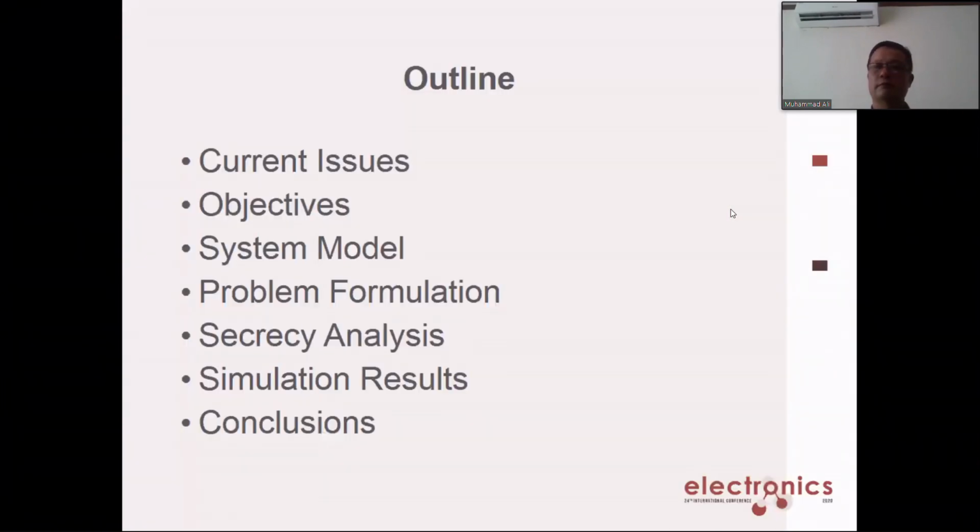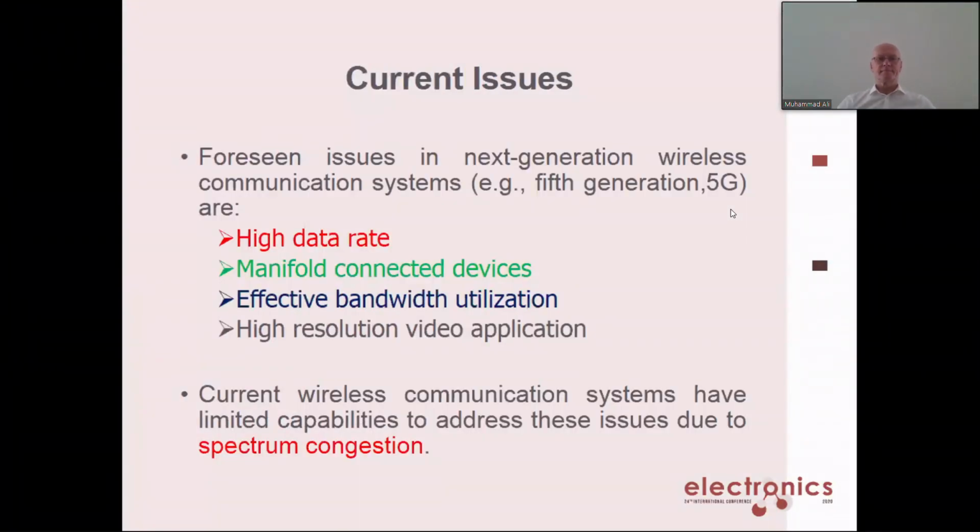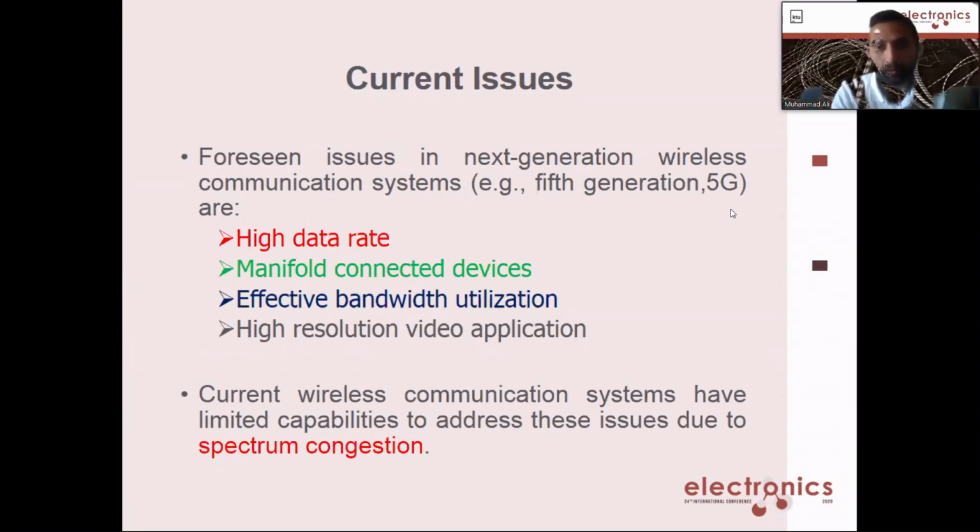This is my outline. Let's start with the current issues. Basically, with the passage of time over the last few decades, the demands of mobile users are continuously increasing. Especially, it is foreseen that about 1 trillion connected devices will be realized in the Internet of Things, for which a huge data rate requirement along with sufficient bandwidth utilization is required.